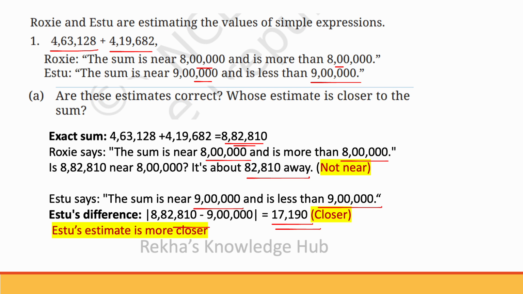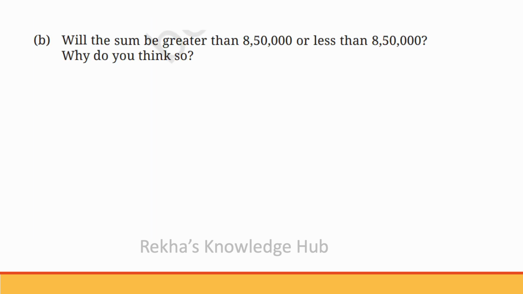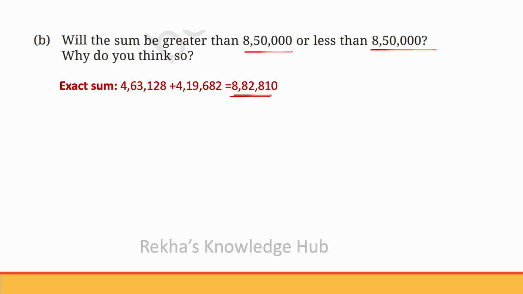17,190. This is much closer. So, whose statement is closer to the sum? S2's statement. Will the sum be greater than 8,50,000 or less than 8,50,000? What do you think? We know the exact sum. Exact sum is 8,82,810. Will the sum be greater than 8,50,000?